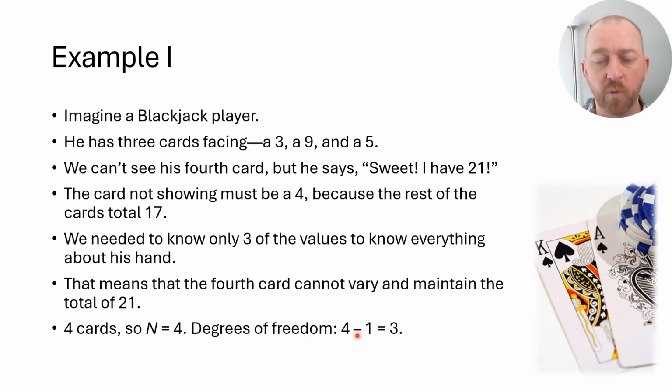Then 4 minus 1 is 3, right? We took the penultimate number of cards, which is the second to last number of cards, which is 3 out of 4. So that's all well and good. Let's try another example, though, that I think may also help to get at this notion of what we're talking about with the degrees of freedom.